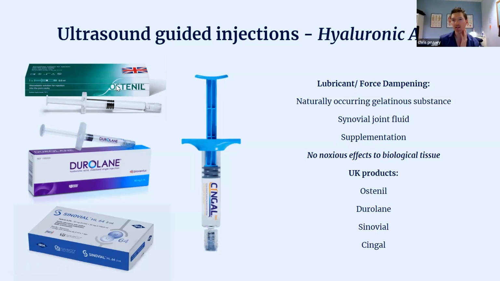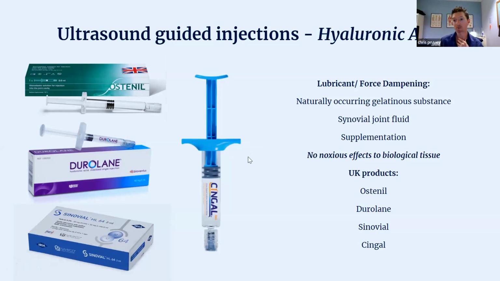So Ostenil in the UK is probably the most known product, I'd say. They do a product called Ostenil Plus, which is essentially just a more concentrated version of that. Durolane is probably the second most used product, and they each have certain characteristics that the manufacturers will market, and there may be some truth in a lot of what they say. I was at a conference and someone said there's probably a right and a wrong, but we don't know what's right and what's wrong yet.